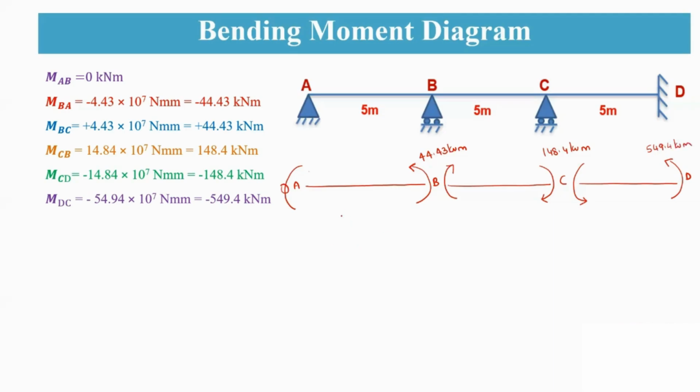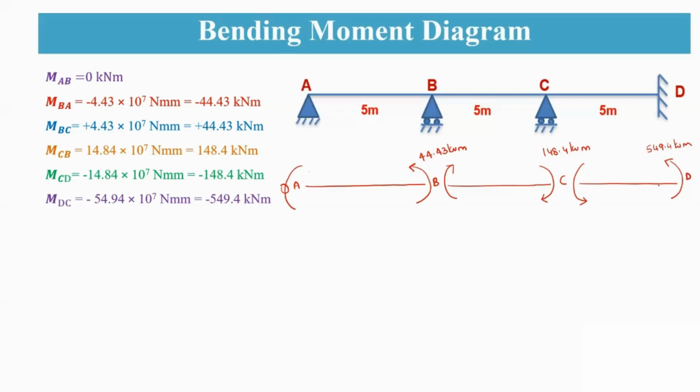So here you can see the AB moment is 0. The BA moment is negative, so it is in anti-clockwise direction. The BC moment is positive, so it is in clockwise direction. The CB moment is positive, that means clockwise direction. The CD moment is negative, that means anti-clockwise direction. The DC moment is negative, so again it is anti-clockwise direction.